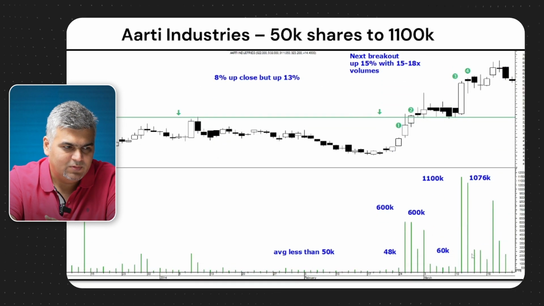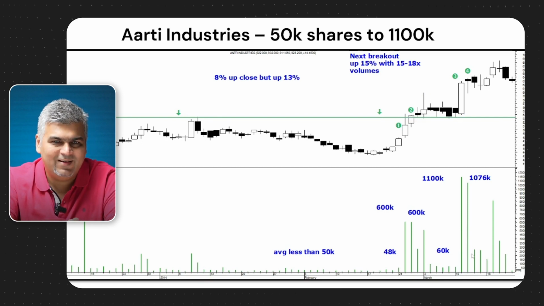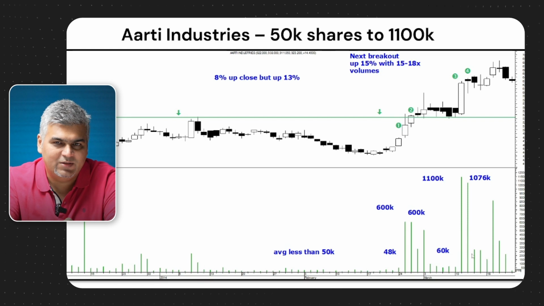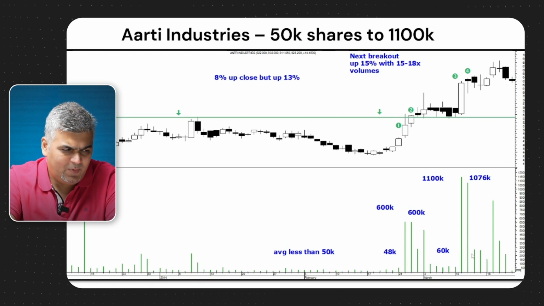After the breakout, it consolidates for a few days, but the volumes, can you see the volume change? This gives you a classical example of how volumes are very, very important and how somebody has taken a very large bet for a large time frame. So the normal volumes for this company used to be less than 50,000 shares.